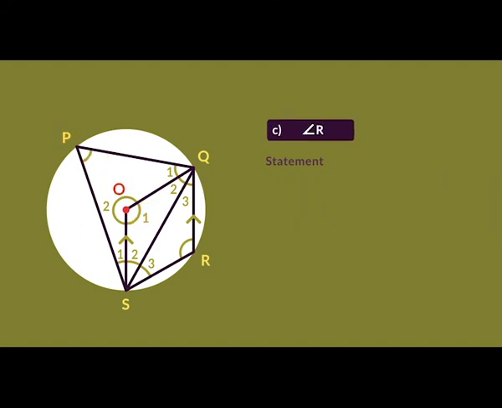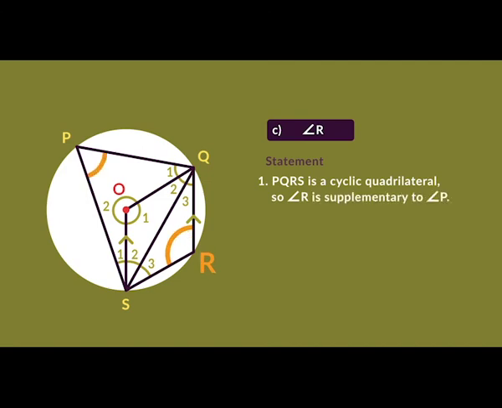Now we need to find angle R. PQRS is a cyclic quadrilateral. This means that angle R is supplementary to angle P. So angle R is equal to 120 degrees.